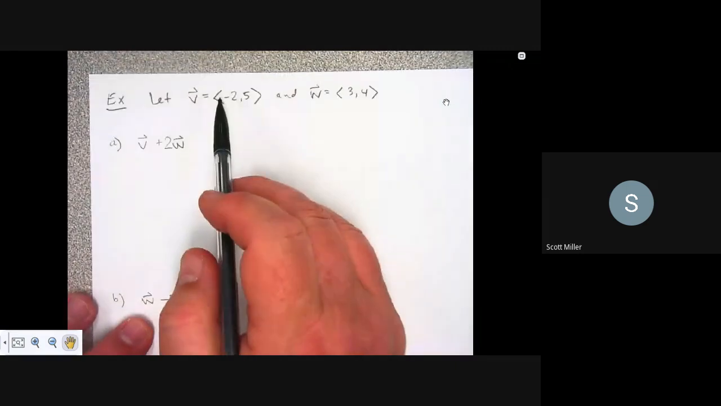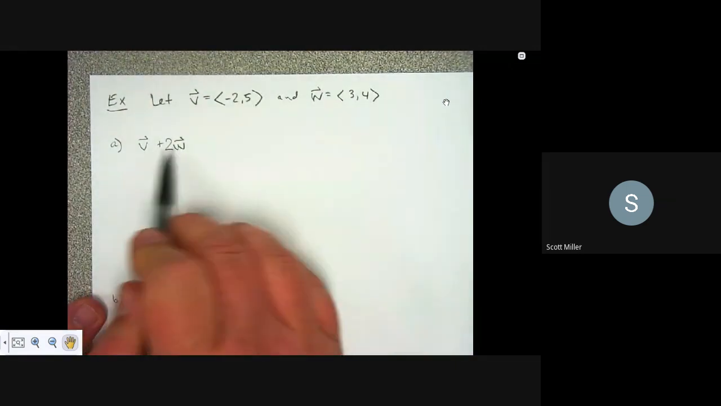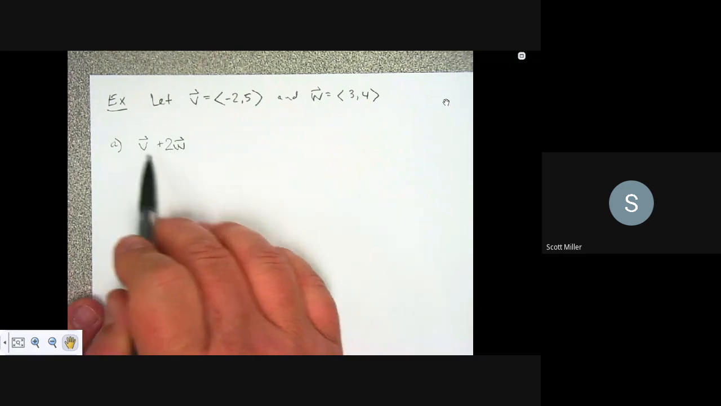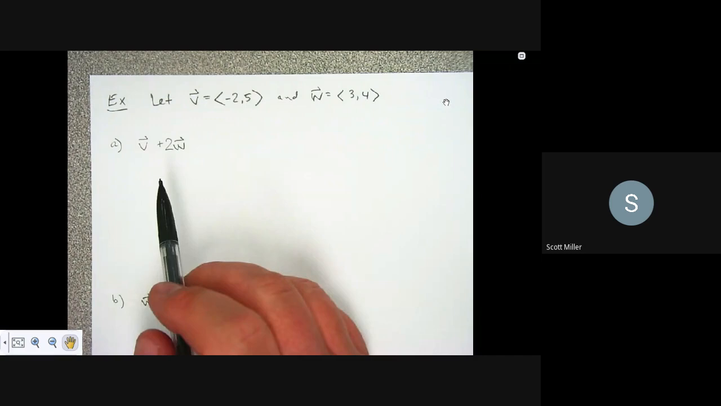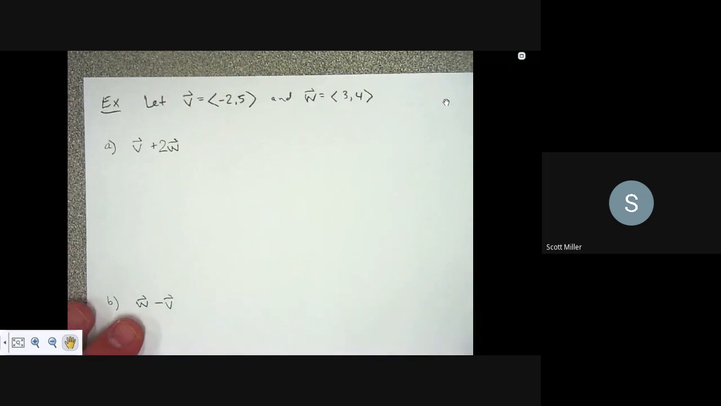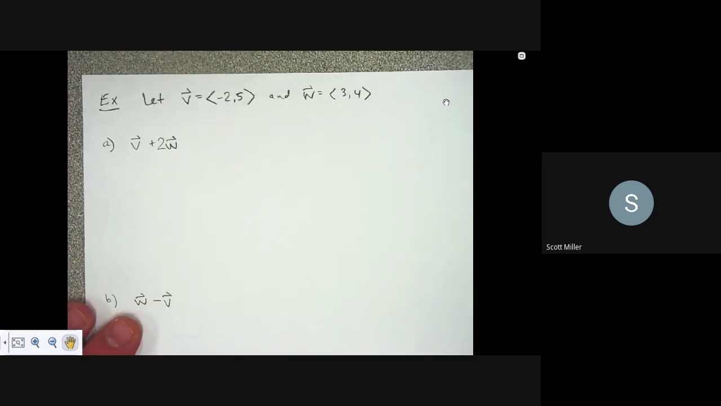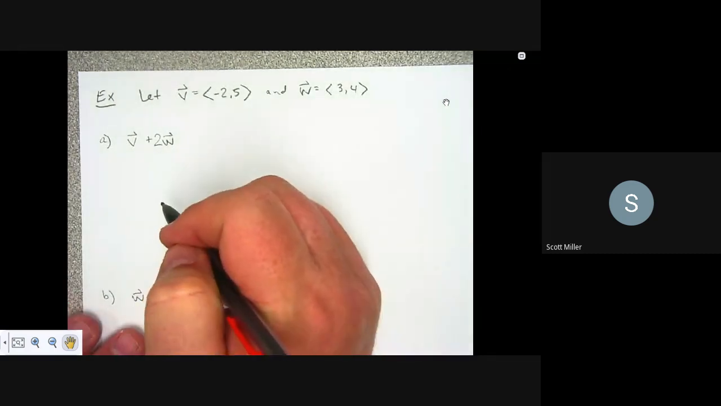Here are two vectors, v and w. And here is what I want to find. What is vector v plus 2 times vector w? We're going to look at this in two different ways. We're going to do a visual representation of this, and then we're also going to do an algebraic one. We don't usually do a visual representation except for a few times. Mostly we do the algebraic.